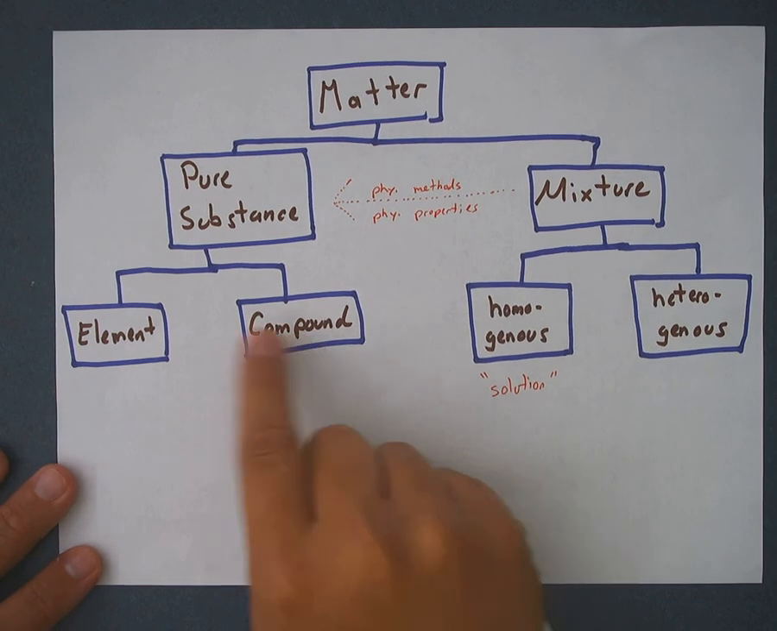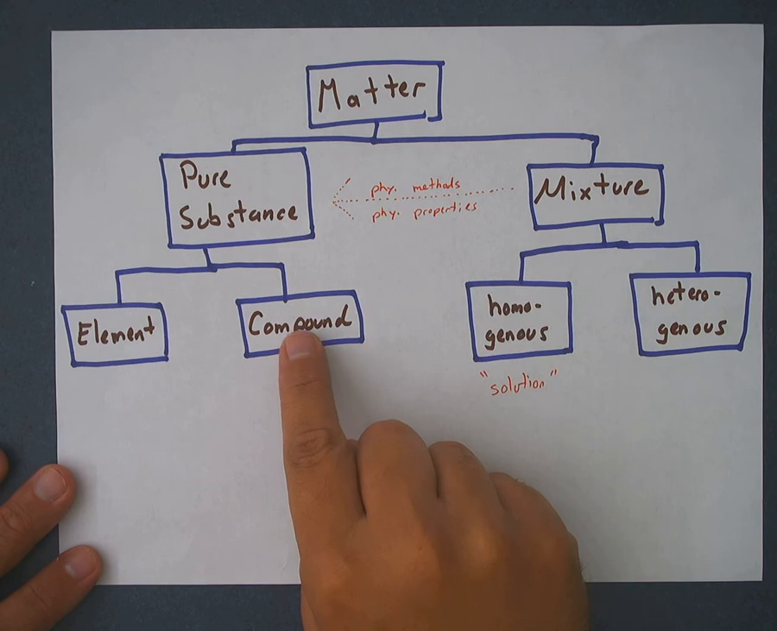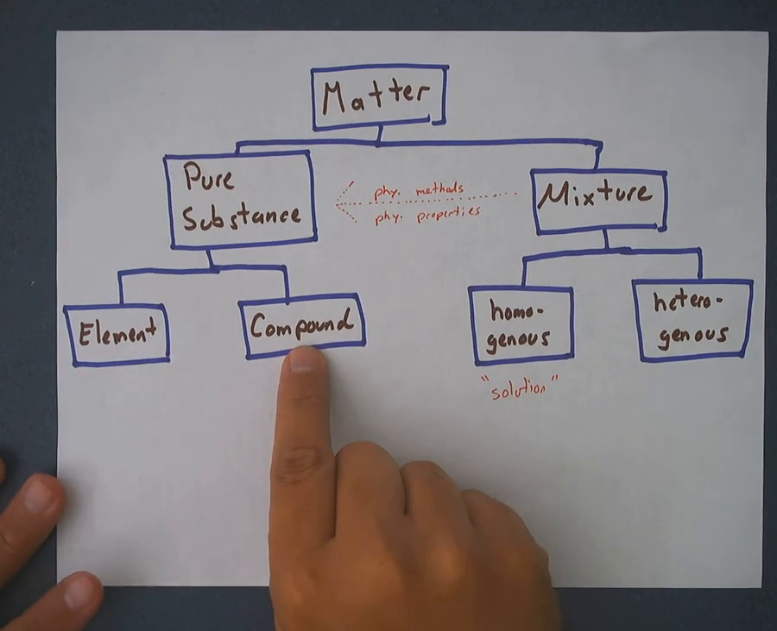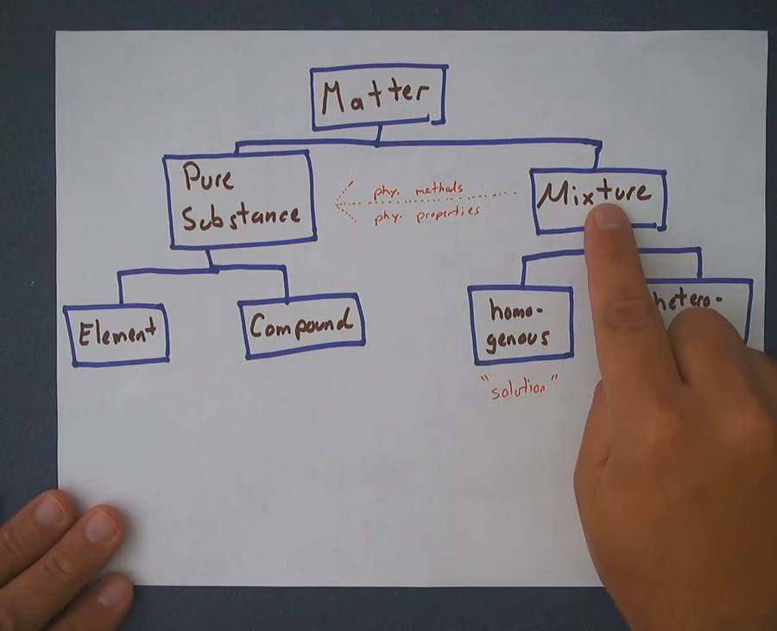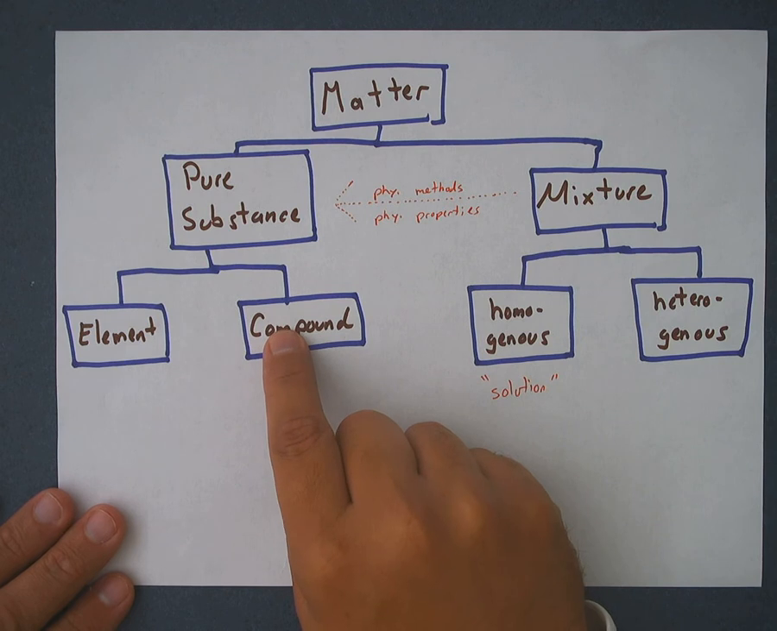Compounds are when you have elements chemically combined. So let's go ahead and write this down. Compounds are chemical combinations of elements. So definition, a compound is a chemical combination of elements. Remember, mixtures were physical blends. Chemical compounds are chemically combined.